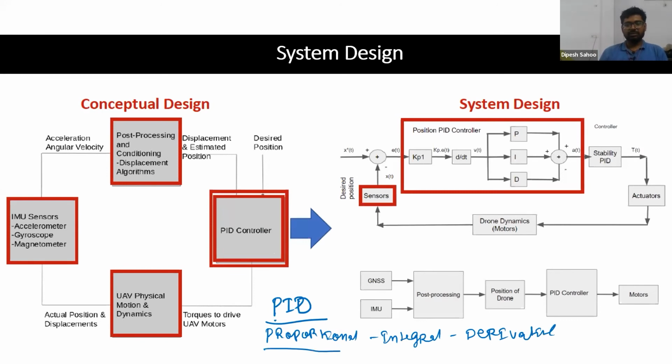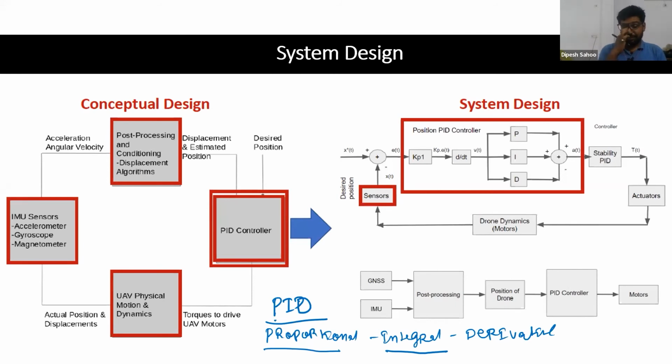Proportional controller works on the current value of the system. Integral controller works on the past values of the system, while derivative controller works on the future values of the system. Okay. Proportional controller works on the current value of the system. Integral controller works on the past values of the system, and derivative controller predicts the future values of the system.